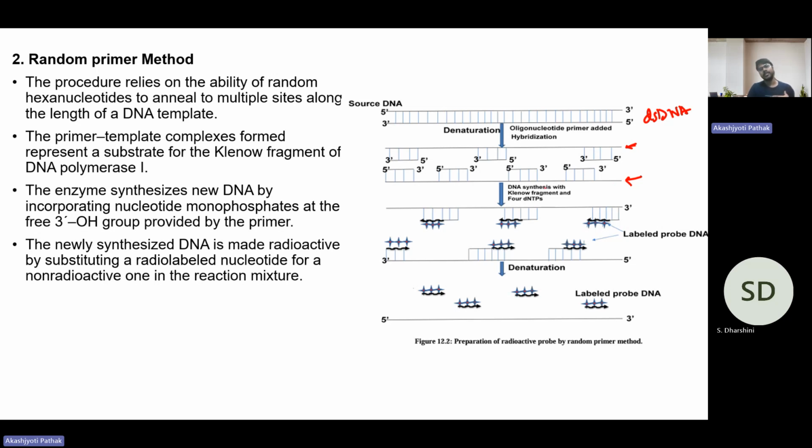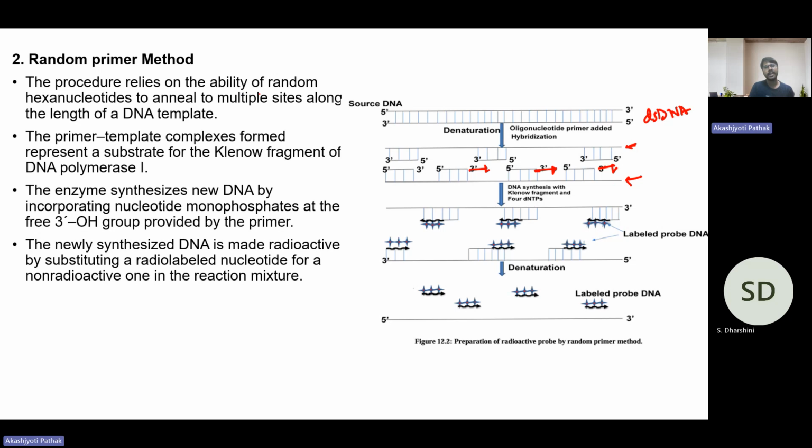And then you add the Klenow fragment and 4 dNTPs. Once you add them, what will happen? Out of the 4 dNTPs, one will be radio-labeled and the other three will be normal. This will use the free 3' group and cause extension, and depending on the template, your radio-labeled molecule will get attached when this Klenow fragment starts polymerizing in the 5' to 3' direction. Very clear. So that is the random primer method.